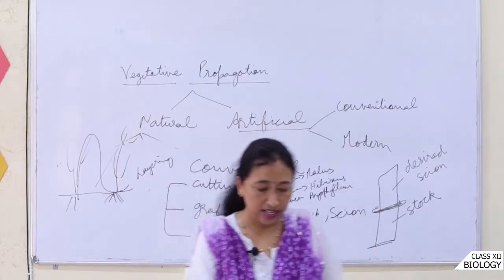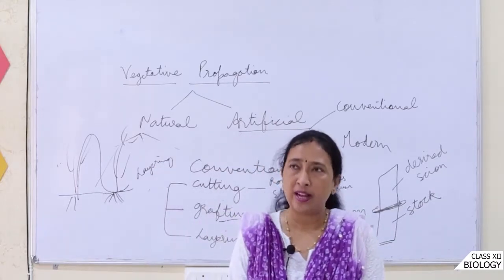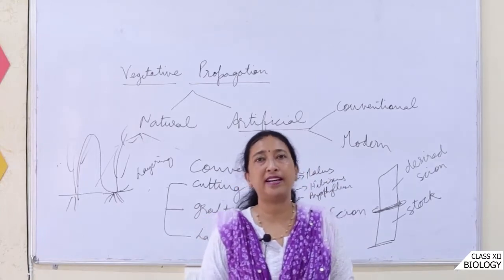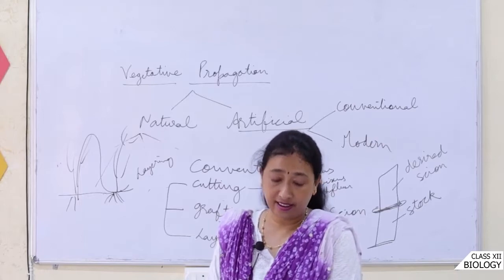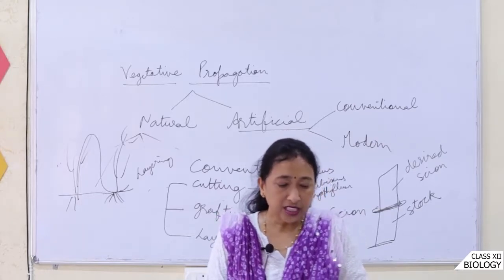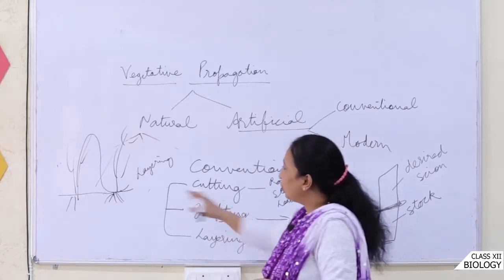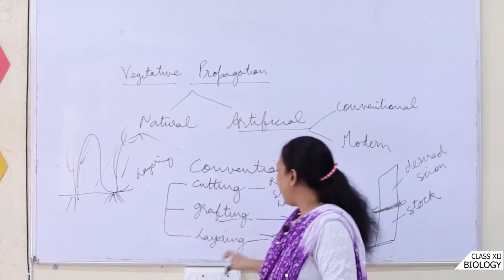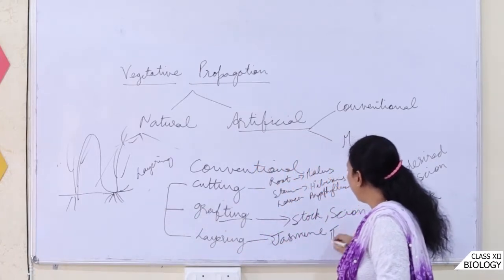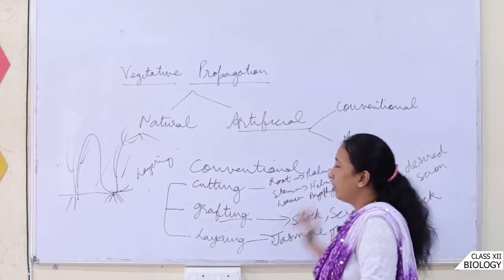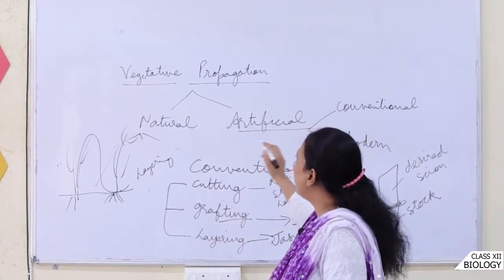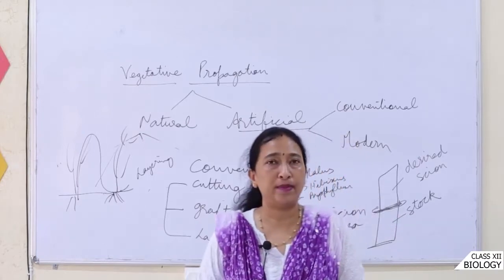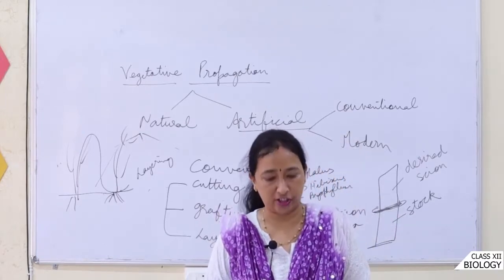It gives rise to a new plant. Many types of layering are being done, such as bud layering, mound layering, and air layering. So, the rooted plant now grows as a new plant. It happens in plants such as jasmine and ixora. These are the various methods, the natural as well as the artificial methods of vegetative propagation.